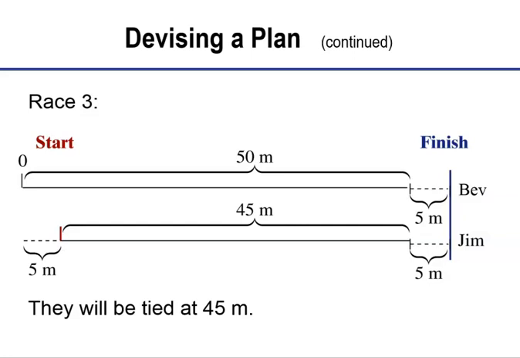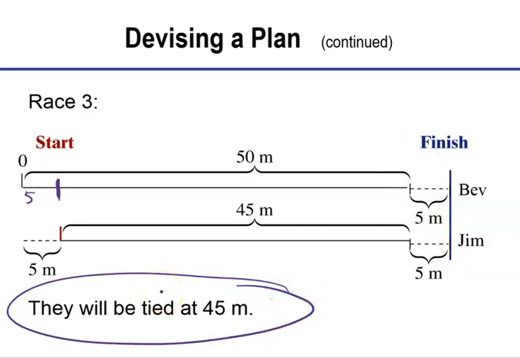So if we think about that on our picture, this is the normal beginning. This is where Jim starts, but Bev starts back here 5 meters. Okay? And again, Bev can run 50 meters in the same amount of time Jim runs 45 meters. So notice they both have 5 meters to go here. They're even right here at the 45 meter mark. Matter of fact, it says it right there. They will be tied at 45 meters. Because again, Bev ran 50 meters in the same amount of time Jim ran 45.